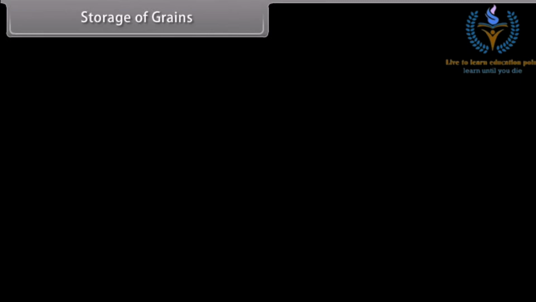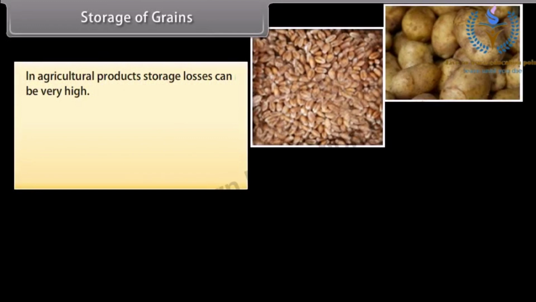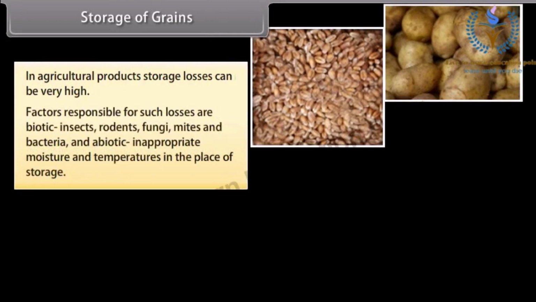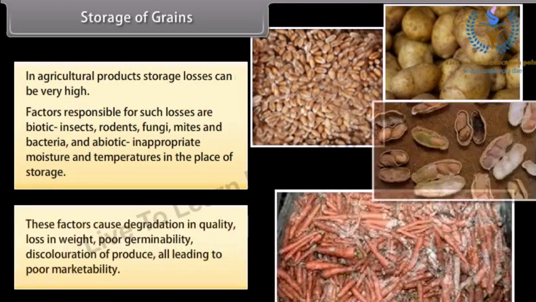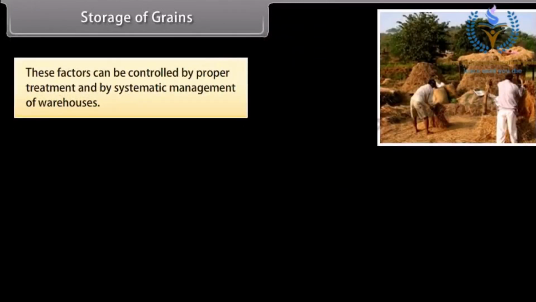Storage of grains. In agriculture products, storage losses can be very high. Factors responsible for such losses are biotic, insects, rodents, fungi, mites and bacteria, and abiotic, inappropriate moisture and temperatures in the place of storage. These factors cause degradation in quality, loss in weight, poor germinability, discoloration of produce, all leading to poor marketability. I should tell you that these factors can be controlled by proper treatment and by systematic management of warehouses.